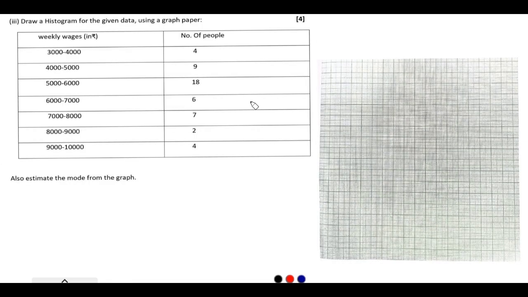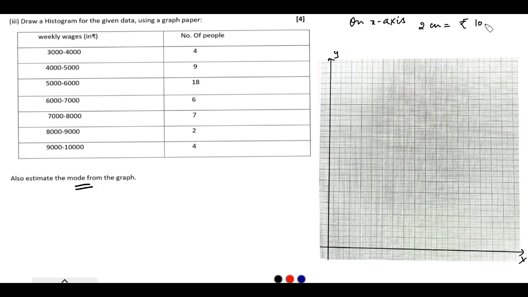Third part: draw a histogram for the given data using graph paper and also estimate the mode from the graph. Scale on the x-axis and y-axis: on the x-axis, 2 centimeter is equal to rupees 1000, and on the y-axis, 2 centimeter is equal to 5 people. Now this is 3000. After 2 centimeter this is 4000, and so on.